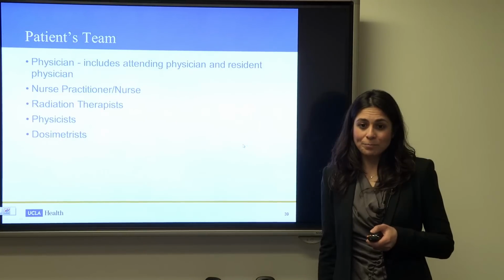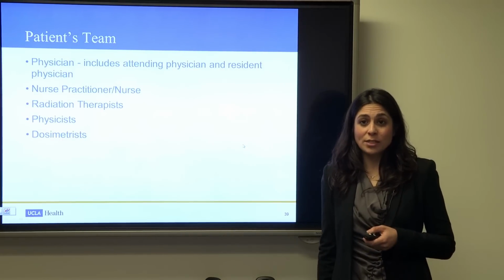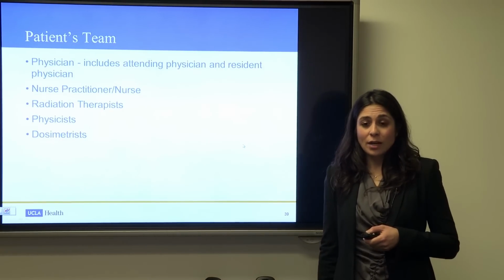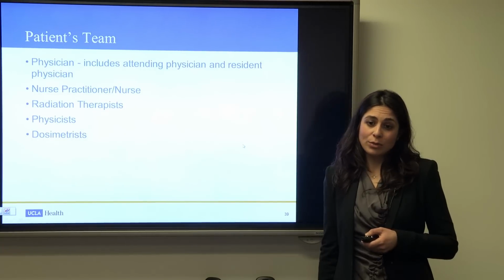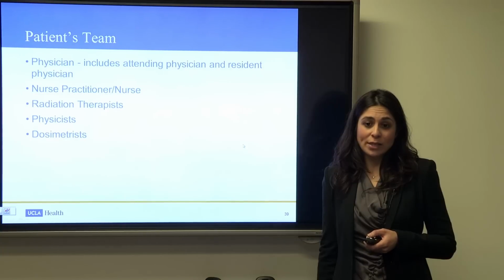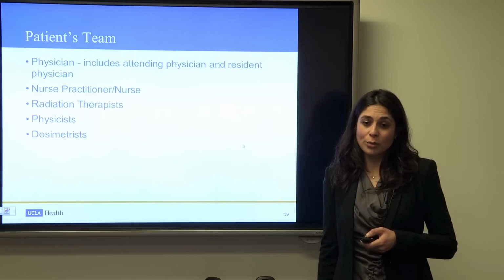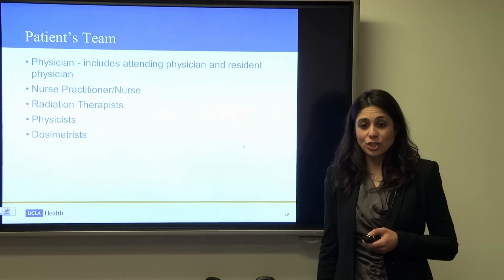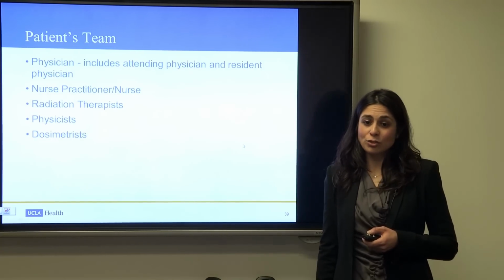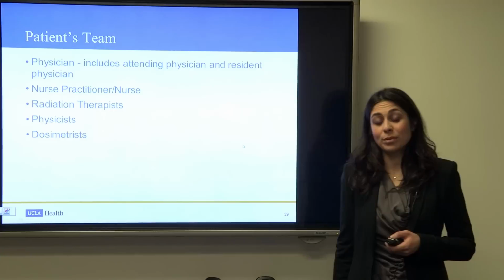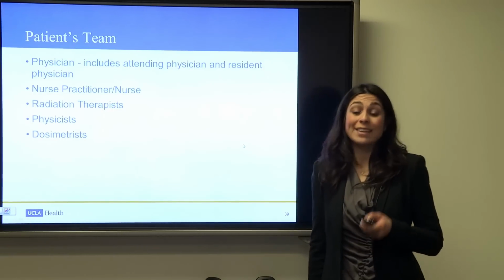So what does a patient's team consist of? It's the physician. At an academic university, it would consist of an attending physician and a resident physician. And then there's often a nurse practitioner and or nurse. Then there's radiation therapists who work with the patients, setting them up on the table each day. The physicists and dosimetrists who do all the behind the scenes planning for the patient.